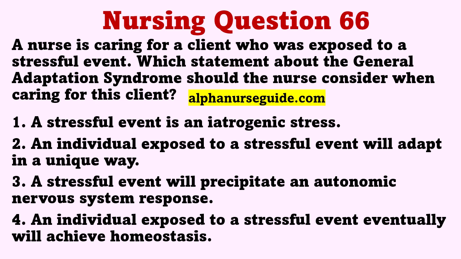The correct answer is 3. A stressful event will precipitate an autonomic nervous system response. Rationale: Stressors precipitate the general adaptation syndrome, which is a neuroendocrine response and part of the autonomic nervous system.